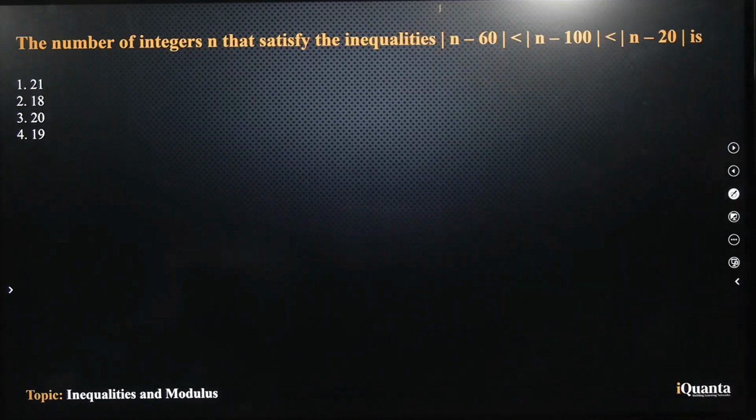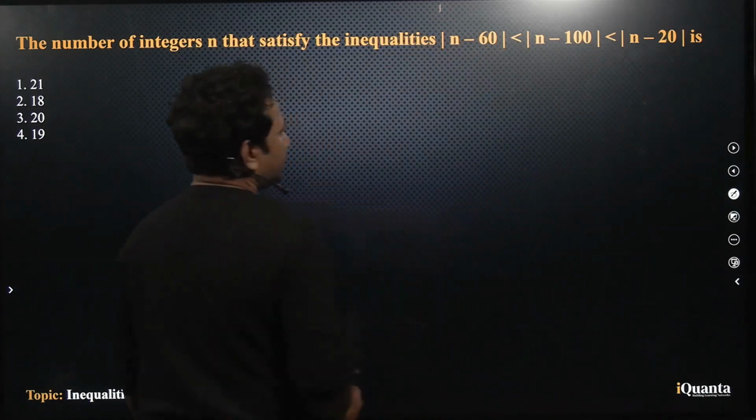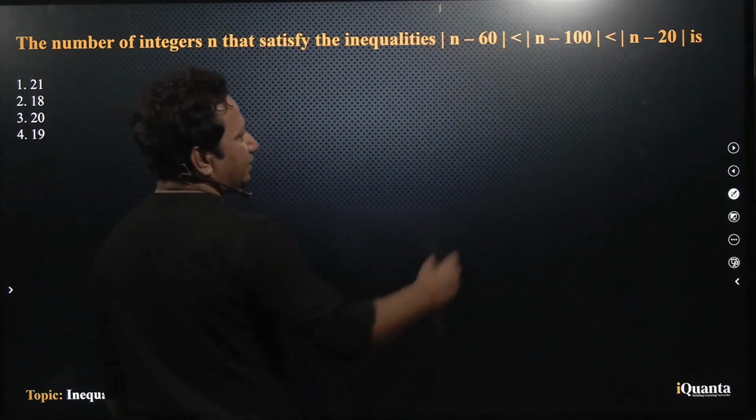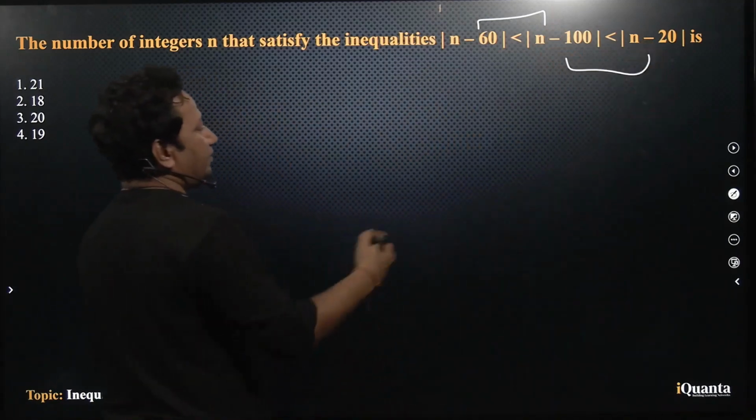The number of integers n that satisfy the equation |n − 60| < |n − 100| < |n − 20| is what? All right. So to solve this question, let us do one thing. Let us solve these two first and then these two by using the number line method.